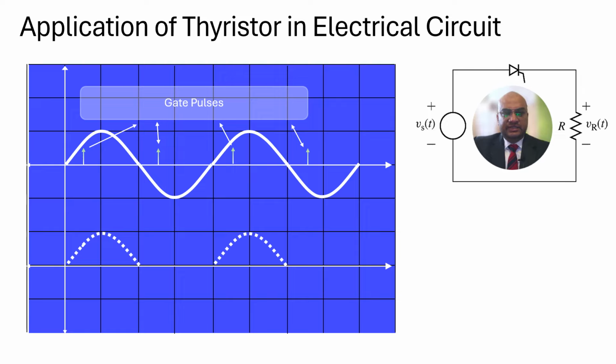Interestingly, at the point with the arrows, represented as the gate pulses, we can see the thyristor is getting turned on, and the waveform during this is clipped and looks like this in red color. And during the negative half, as we can see, the device is already in off state. So it is not going to conduct during the negative half, and the voltage waveform appearing across the load is somewhat like this.